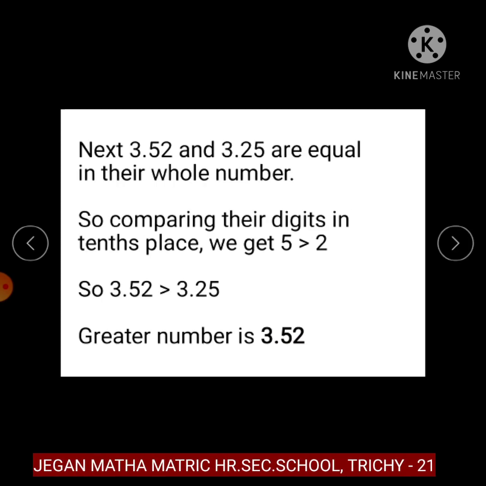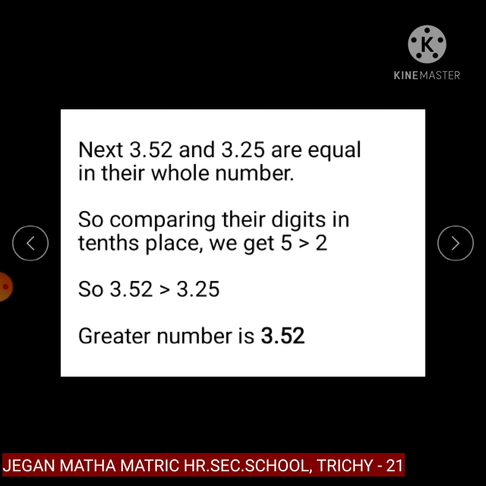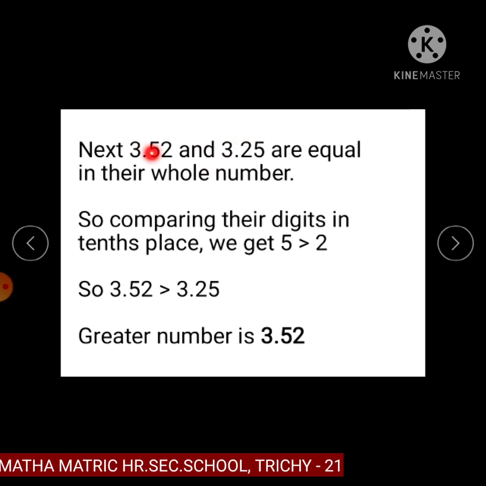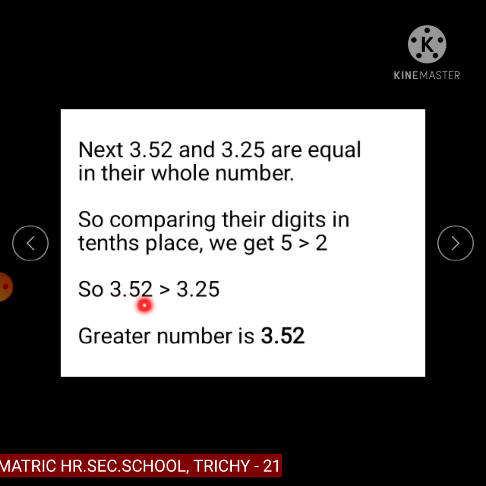Next, 3.52 and 3.25 are equal in their whole number part. So, we compare their digits in the tenths place, and we get 5 is greater than 2. So, 3.52 is greater than 3.25. So, the second greatest number is 3.52. Third one is 3.25.